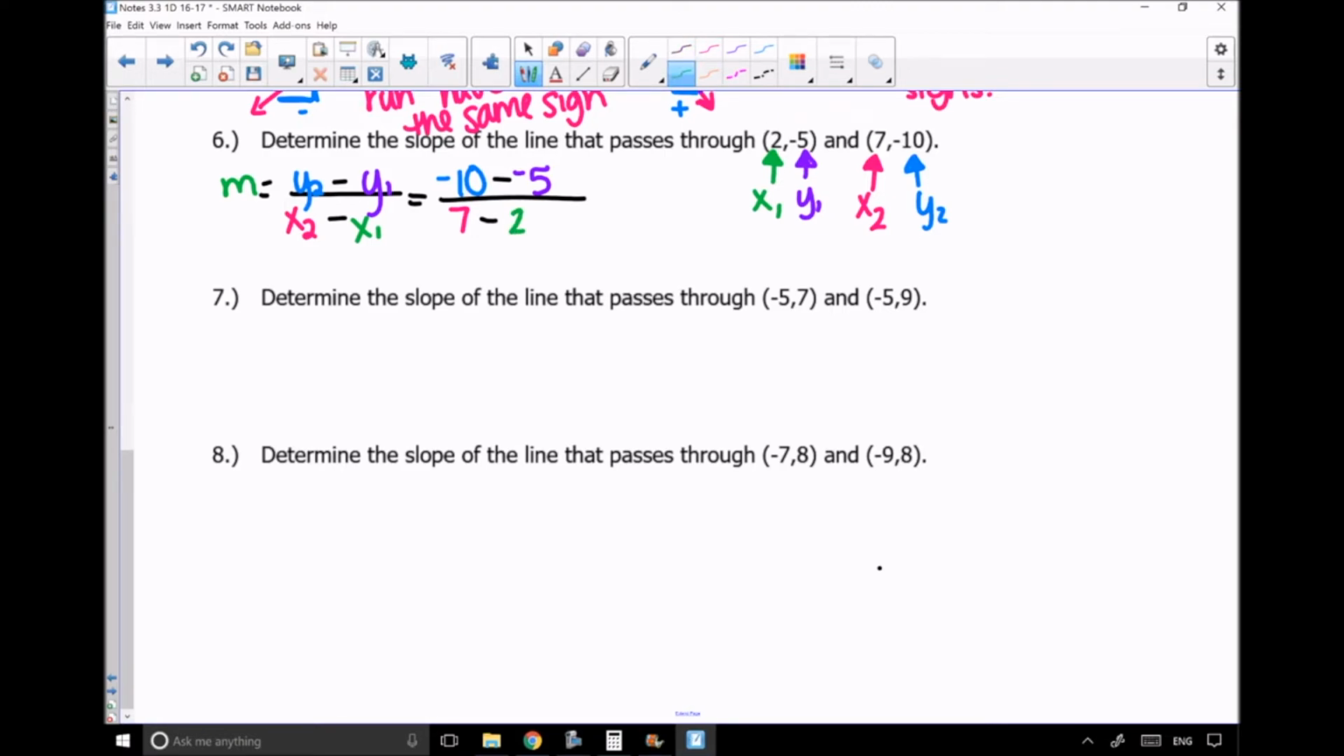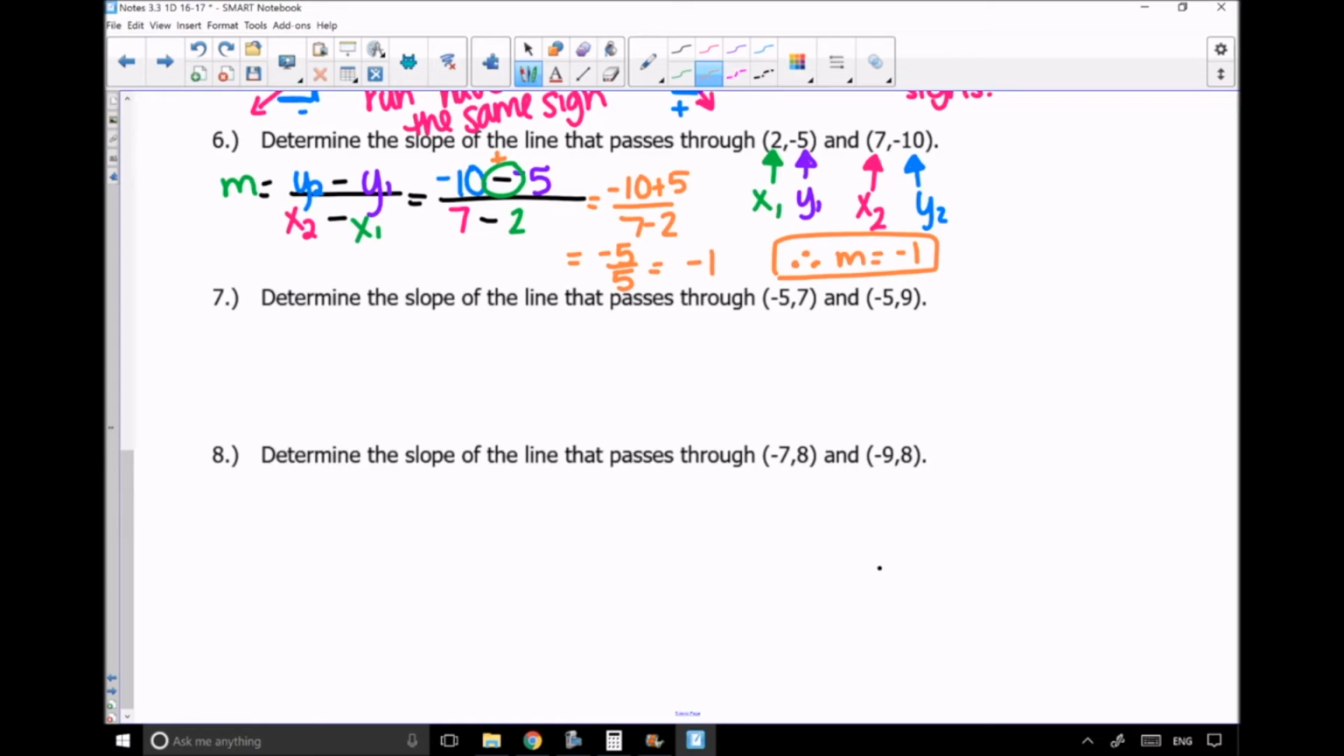Now be really careful about this, because a lot of people up here will see this minus and think, well, I don't have to put the negative sign in front of the 5, but that's crucial to put it in there, because now what this ends up being is minus a negative, which really turns into a positive. So this ends up being -10 plus 5 over 7 minus 2. So I get -5 over 5, which is -1. Therefore, my slope of my line that passes through these 2 points is -1.